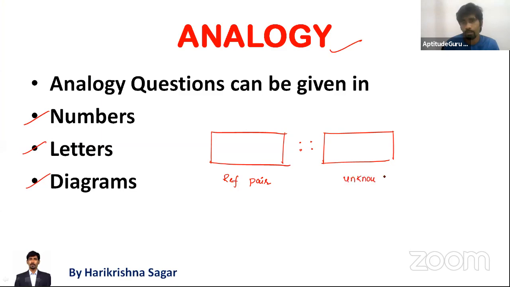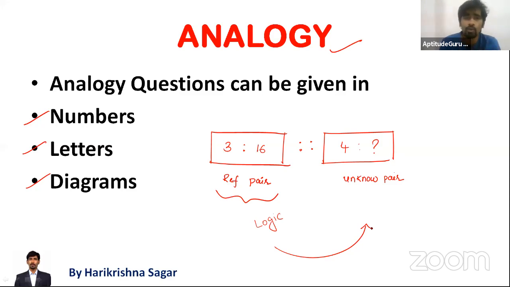Any question like this. Let's assume I'm taking a very simple example like this: 3 and 16, 4 will be what? Just observe what logic is available in the reference pair. Always understand the logic in the reference pair, and apply the same logic in order to find the unknown pair. That is what you have to do here.